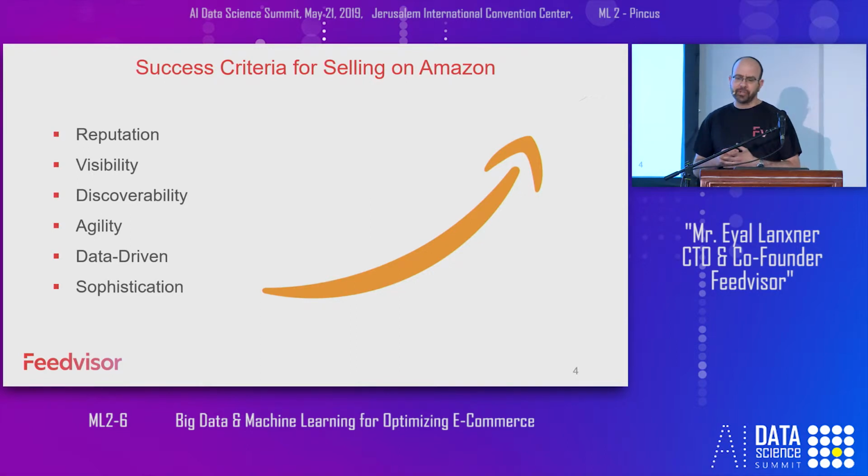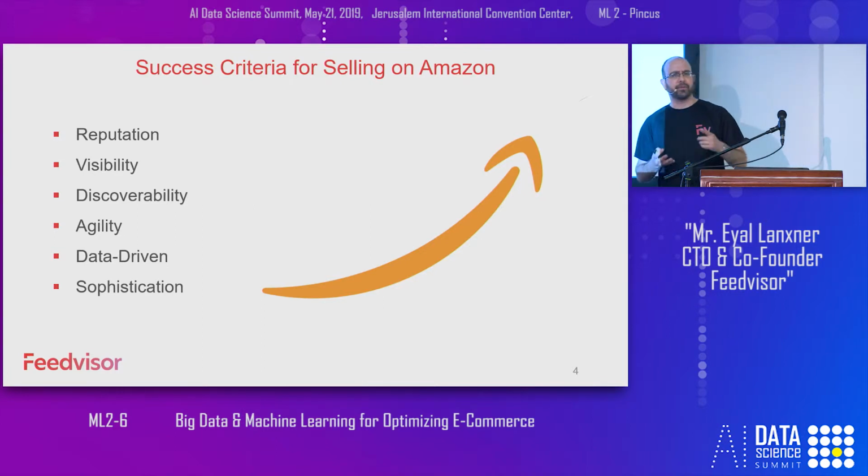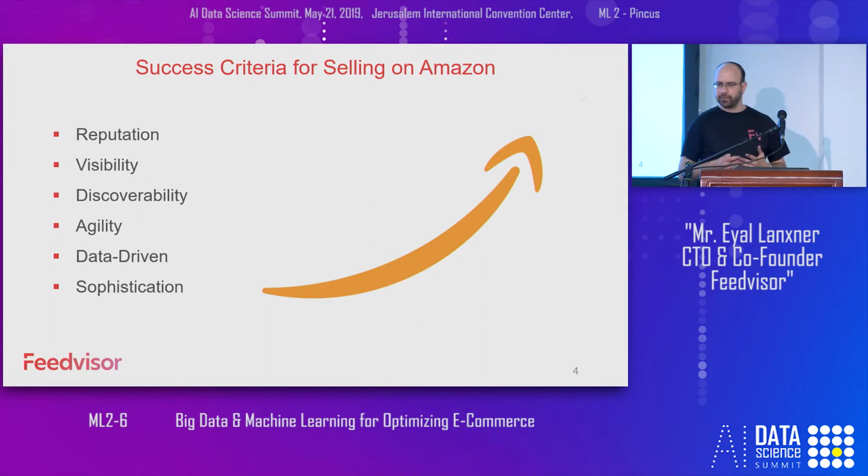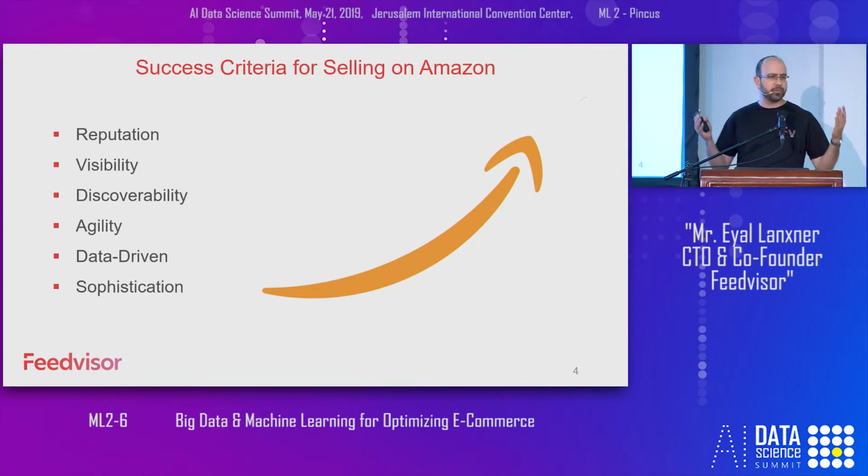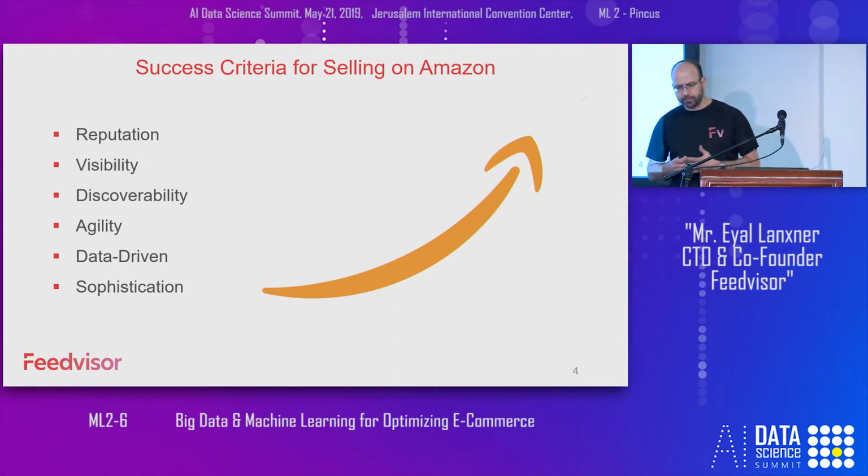In order to succeed, you need to have very good reputation, otherwise you're not going to be seen, let alone sold from. You have to have good visibility, right? The content needs to be very good, the pictures, the description, the title, in order to increase conversion. Discoverability: you want to make sure that you appear in search results, paid, organic, and in other pages on Amazon.